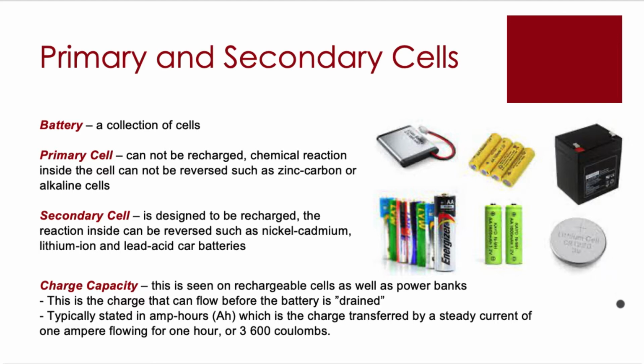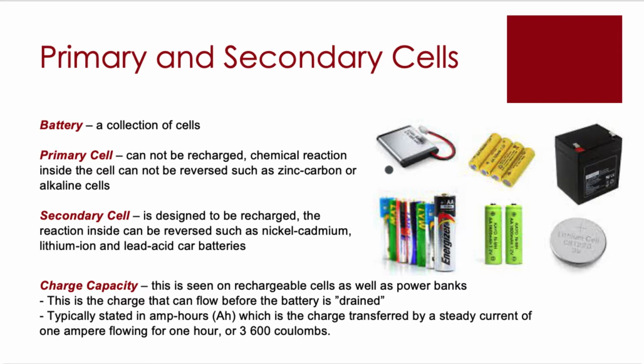So a primary cell is one that cannot be recharged. So that's these examples here. You use them once, and when they're done, you need to throw them away. Be environmentally responsible and dispose of them properly. These ones tend to be zinc carbon or alkaline cells.